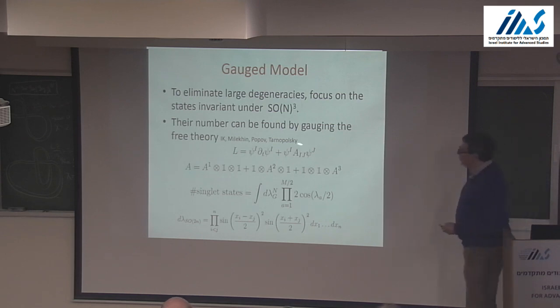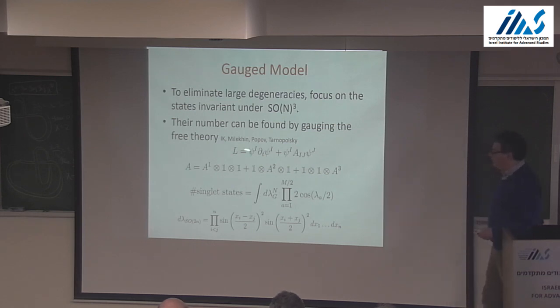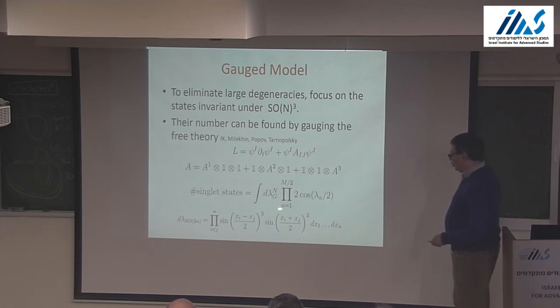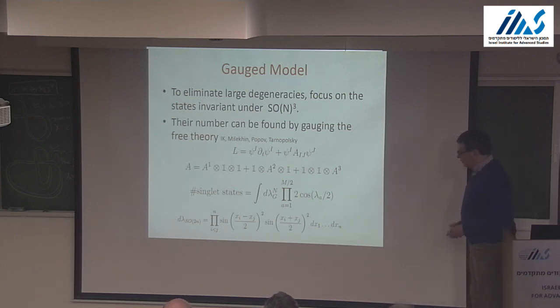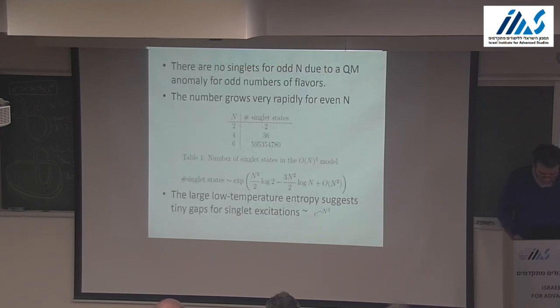One thing that we did in this paper was to count how many singlet operators there are. For that, it's sufficient to just look at the free theory, right? All that the Hamiltonian does is mix singlet states together. But if you just want their number, you can gauge the free theory and integrate out the gauge field, and then you get this nice integral formula for the count of singlet states, just an integral of some measure factor and a bunch of these characters like 2 cosine lambda a over 2. These integrals can be done as a function of n pretty explicitly for low n, and you get the following result.